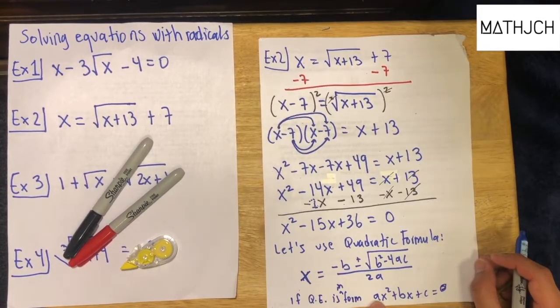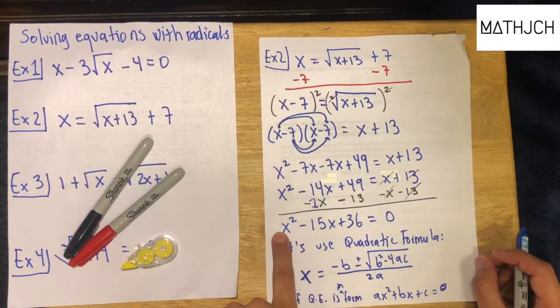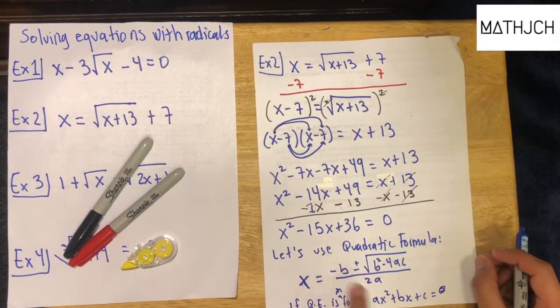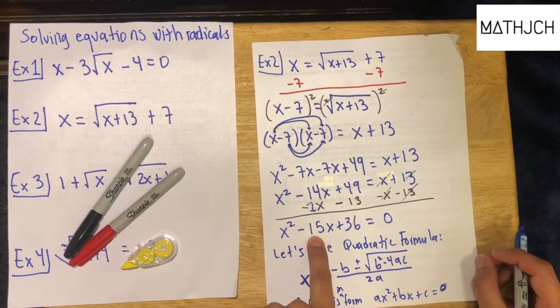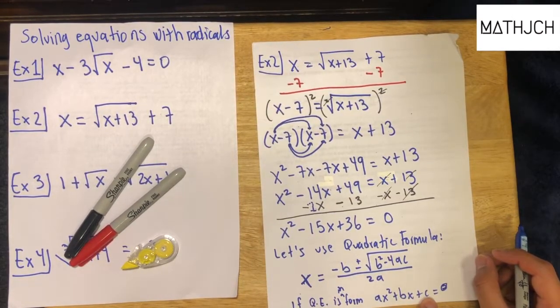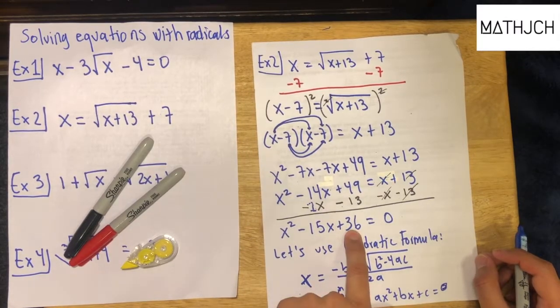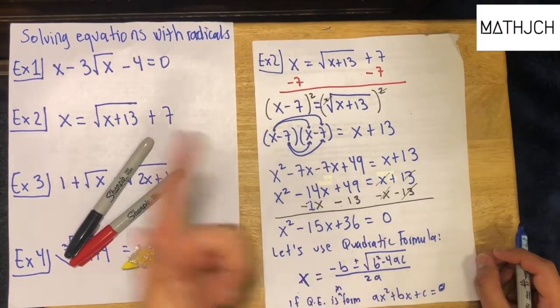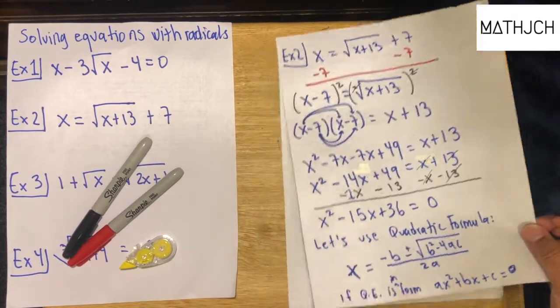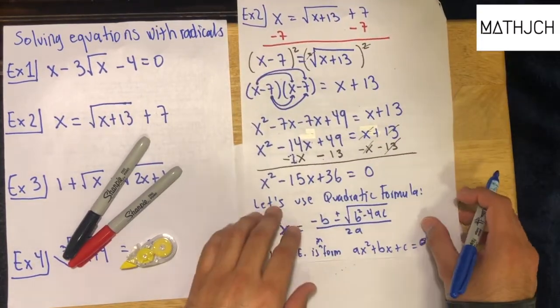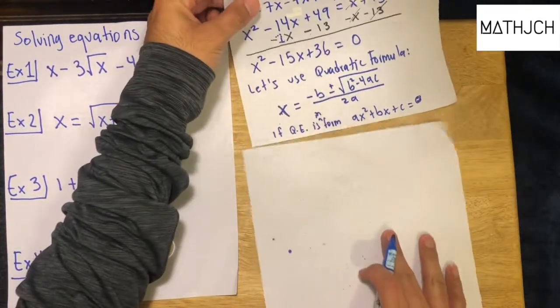So that means that a is the number in front of x squared, in this case 1. B is the number in front of x, which is minus 15. And c is our number by itself, in this case 36. The 0 we don't care about. So let's start using the quadratic formula.